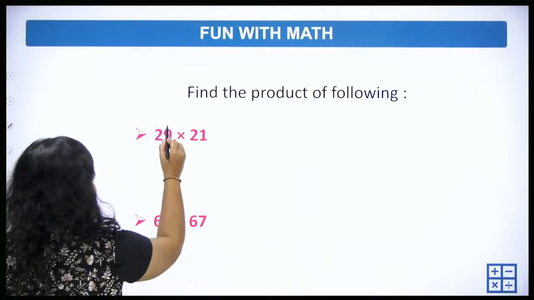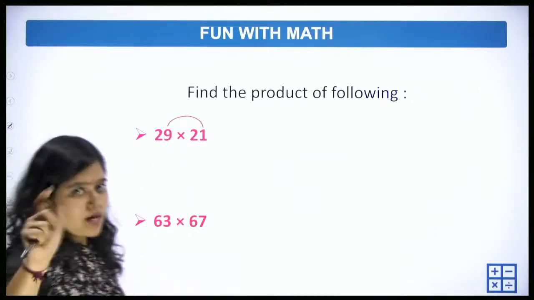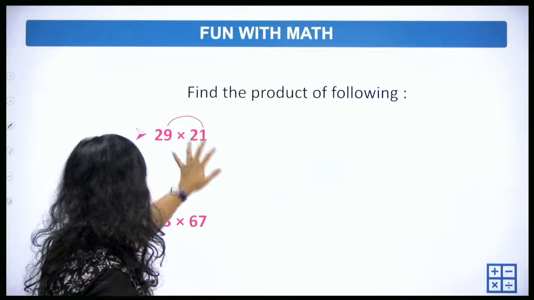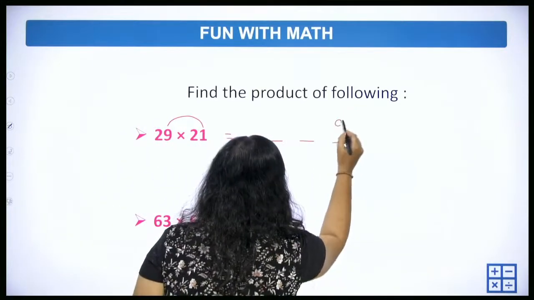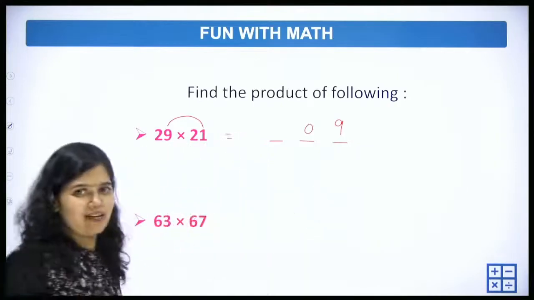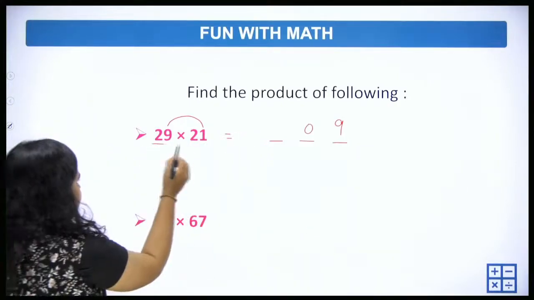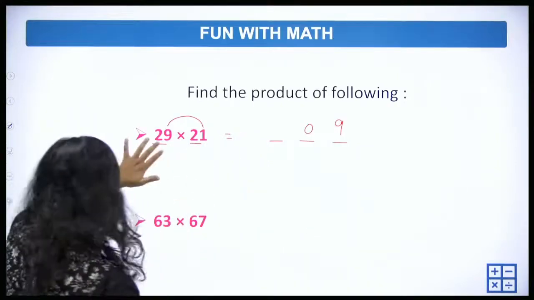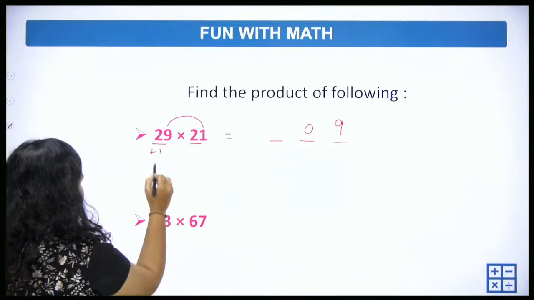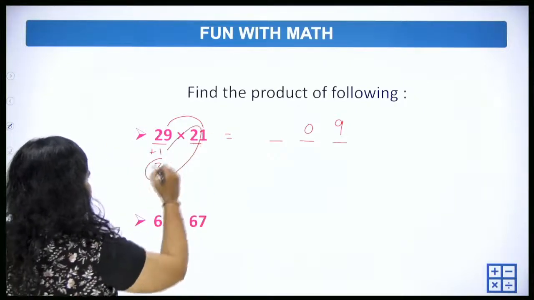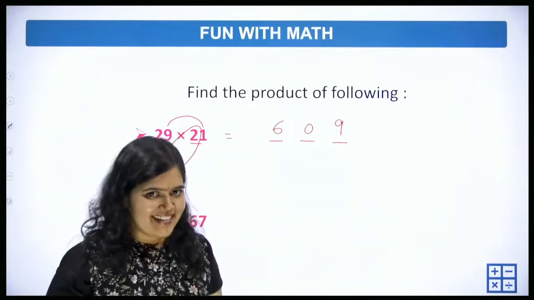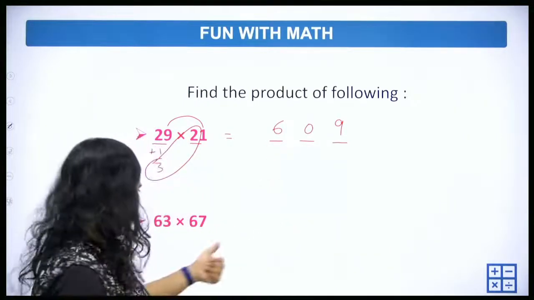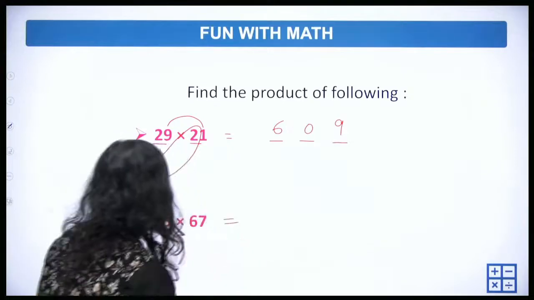So here we have 29 and 21, and it's quite easy. Let's look at the ones places first. 9 into 1, that is 9. So we'll put it as 0, 9. And we have 2 and 2. Whatever number you have, add 1 to it. So 3. 3 into 2 is 6. So this is going to be 609. Clear? Let's look at one more example.